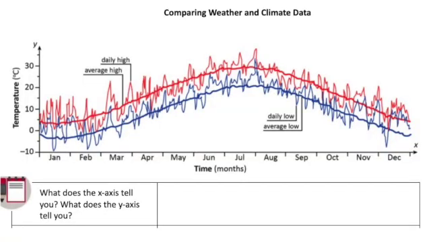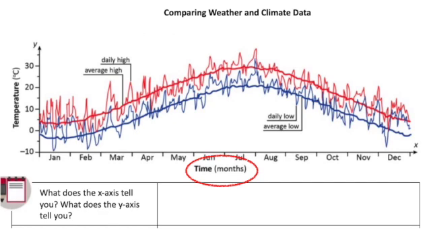First, let's take a look at the axes. The horizontal x-axis is labeled time in months. Individual days aren't labeled, and it looks like every month gets more or less the same amount of space, even though months are slightly different lengths.